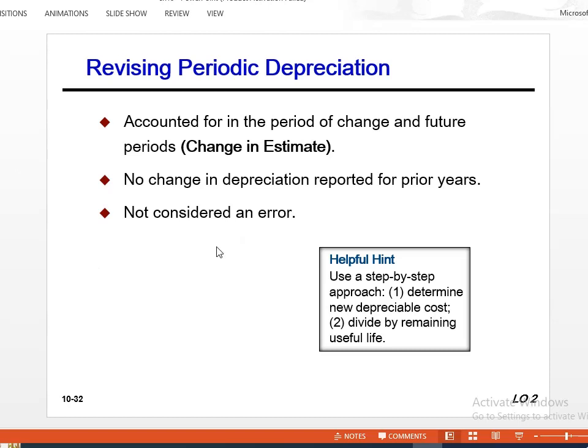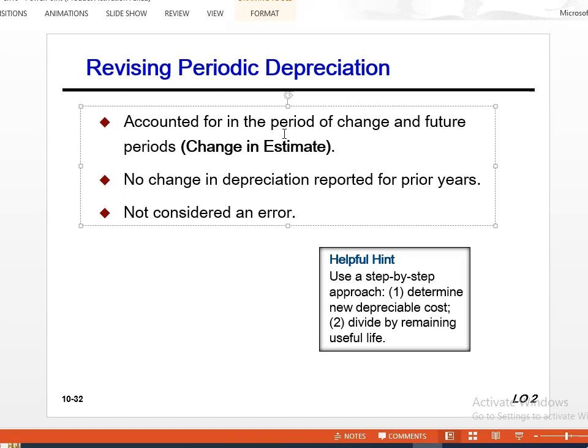Are we going to revise the depreciation for all the previous years? The accounting rule says that if there is a change in estimate, then you will only change current year depreciation or current year calculations and the future years. Don't touch the past years, because in the past also they were estimates. Past calculations are based on past estimates.